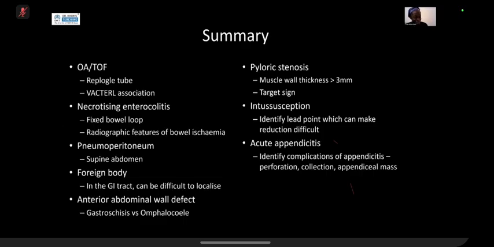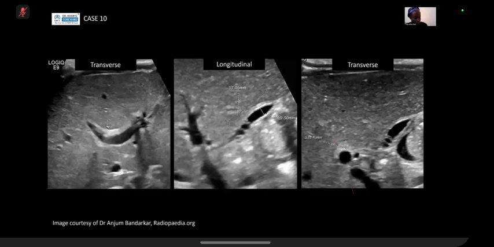Okay, final few slides. I might just talk through these because I think I've run out of candidates, and it might just make things a little bit quicker because we're coming to the end. So we've got 2 liver cases to show you.